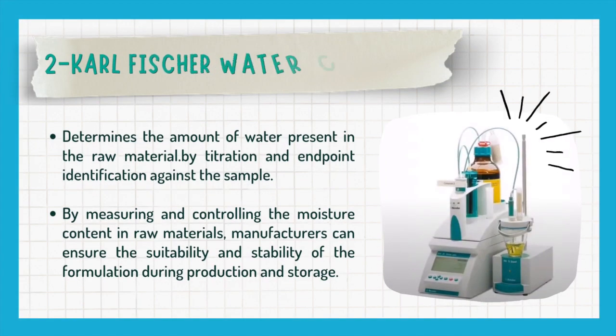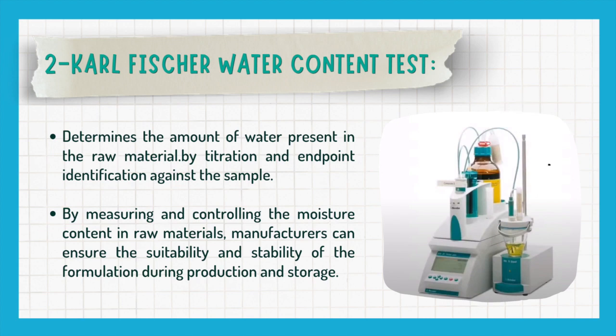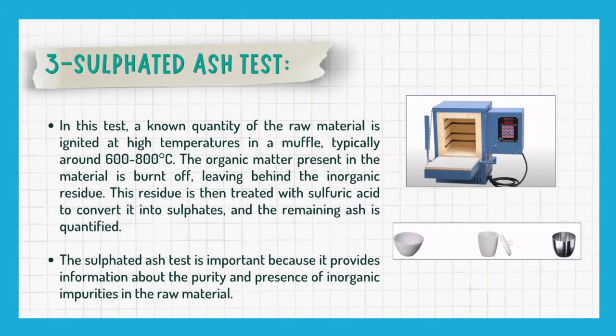2. Karl Fischer water content test determines the amount of water present in the raw material by titration and endpoint identification against the sample. By measuring and controlling the moisture content in raw materials, manufacturers can ensure the suitability and stability of the formulation during production and storage. 3. Sulfated ash test. In this test, a known quantity of the raw material is ignited at high temperatures in a muffle furnace, typically around 600 to 800 degrees C.